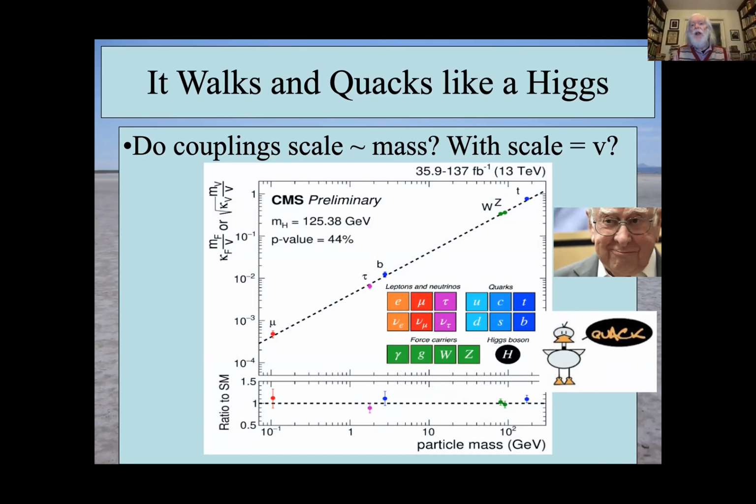So, as I commented, this particle walks and quacks like a Higgs boson, and I think Peter Higgs can continue to be extremely happy about it.